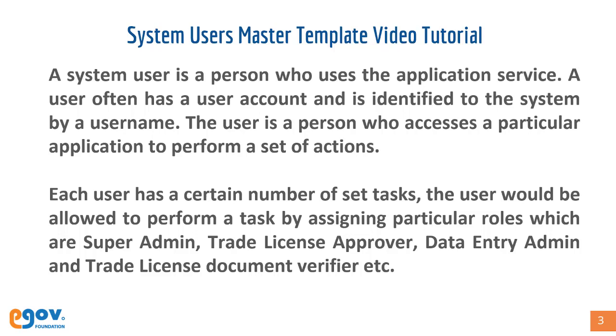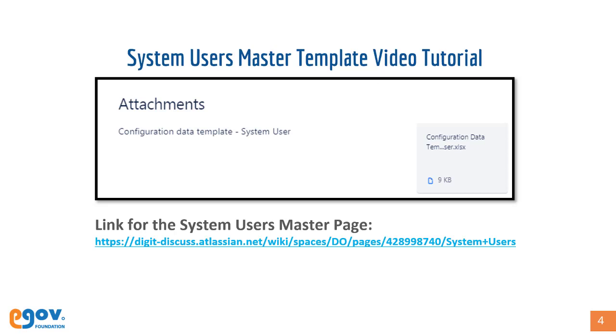The user would be allowed to perform a task by assigning particular roles, which are super admin, trade license approver, data entry admin, and trade license document verifier, etc. Download the configuration data template to fill in the system user's details.